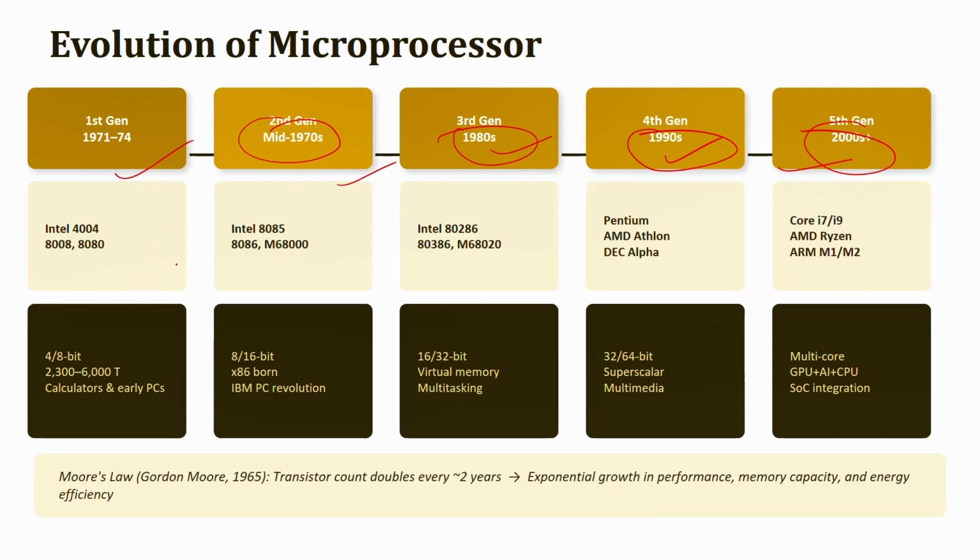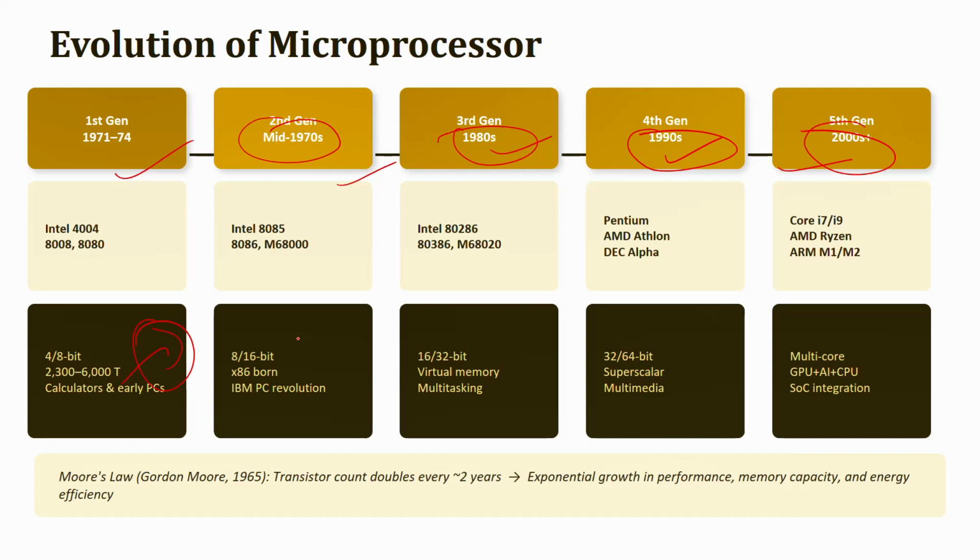First, in this first generation, they were using 4-bit or 8-bit modules, which means this processor performed, for example, in the top of calculators and early PCs. This is the first generation of the microprocessor.